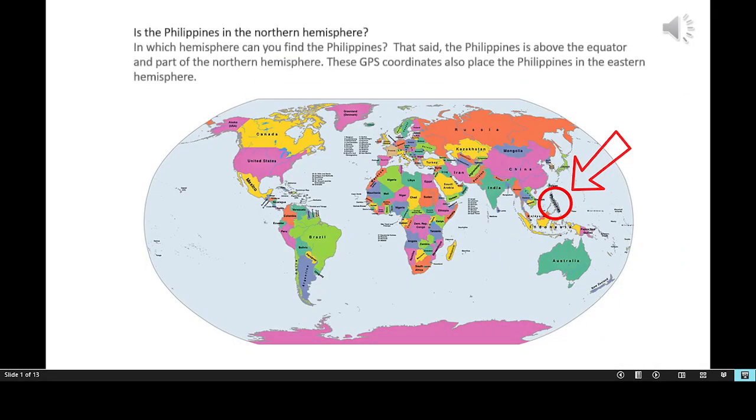Is the Philippines in the northern hemisphere? In which hemisphere can you find the Philippines? That said, the Philippines is above the equator and part of the northern hemisphere. These GPS coordinates also place the Philippines in the eastern hemisphere.